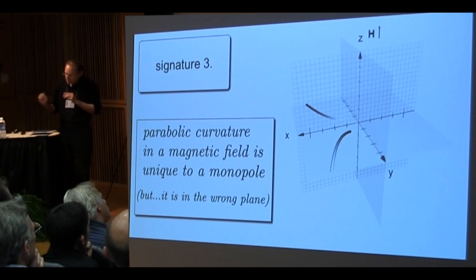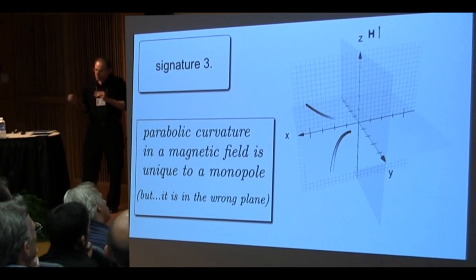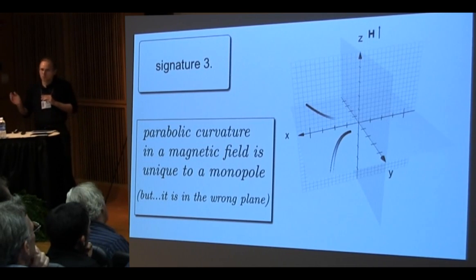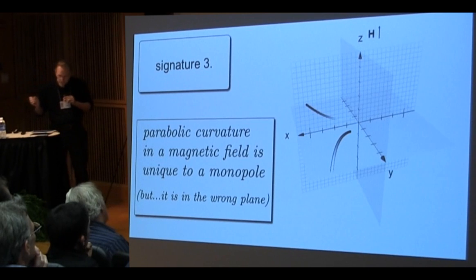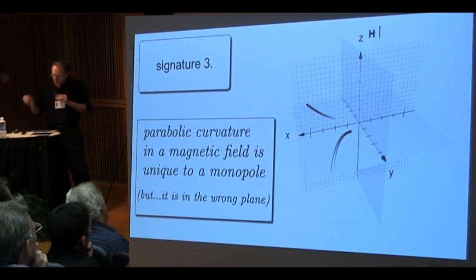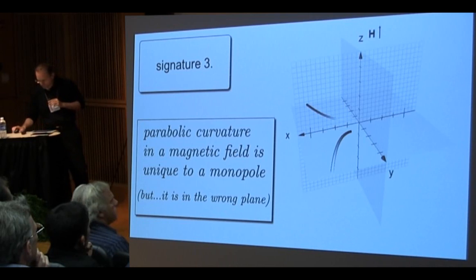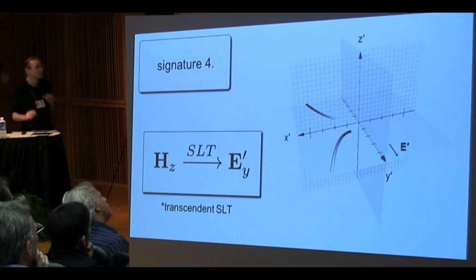Several major searches for monopoles noted that parabolic curvature in an applied magnetic field is a monopole signature. And this is in a parallel applied magnetic field. However, what we're seeing is curvature transverse to the applied magnetic field. So it's in the wrong plane.